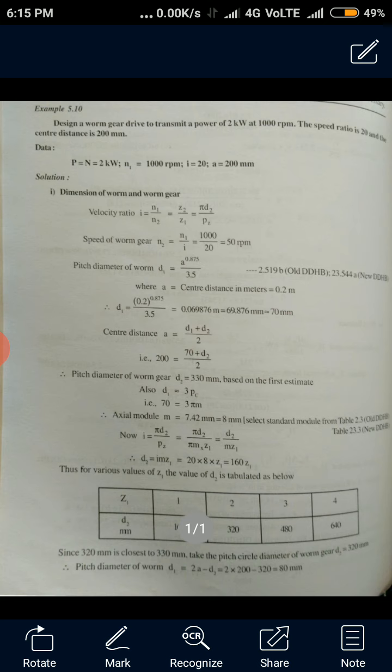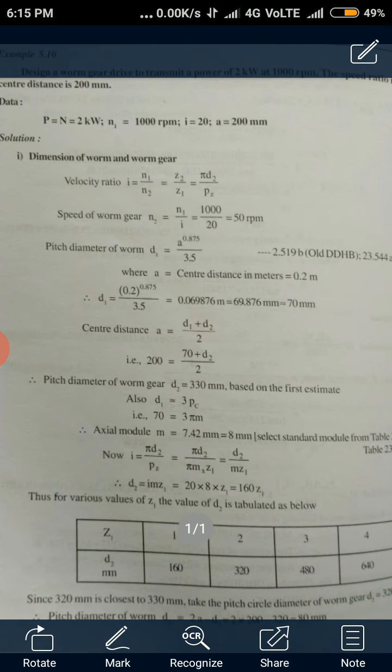Going for the second step, we determine the diameters of worm and worm gear, d1 and d2, by trial basis or estimation basis. In the first estimation, d1 equal to a raised to 0.875 divided by 3.5, where a is the center distance in meter. Substituting that, d1 equal to 0.2 raised to 0.875 divided by 3.5, so you get 69.87 mm. So round it off to 70 mm. Next, using the center distance, a equal to (d1 plus d2) by 2. Substituting that, we'll get d2 as 330 mm. That you can say is the first estimation or first trial.